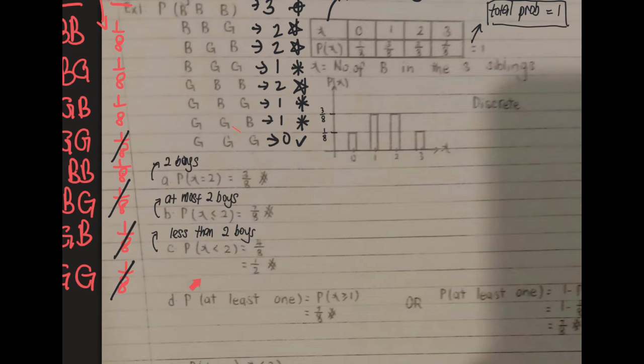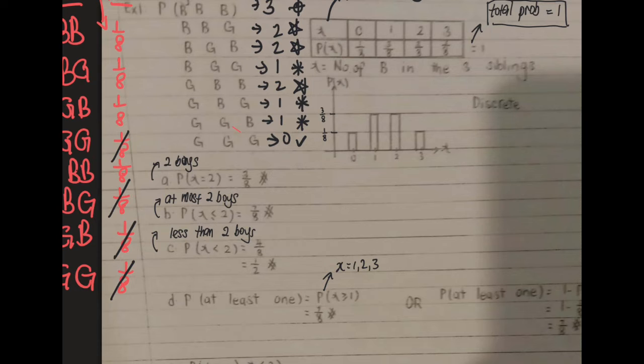Part D, at least 1 boy. So this one, at least 1 boy, P(X) more than or equal to 1. At least 1 boy is 3/8, 3/8, and 1/8. So that's how you get 7/8. X can take 1, 2, and 3. So that's why 7 over 8.